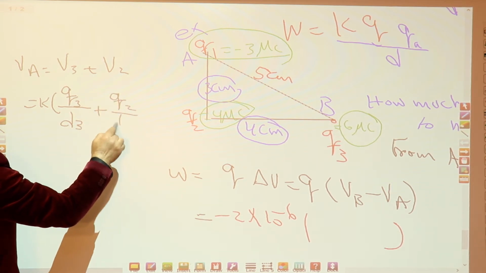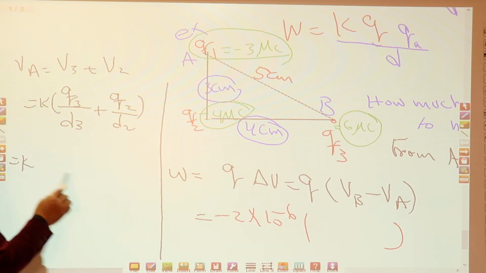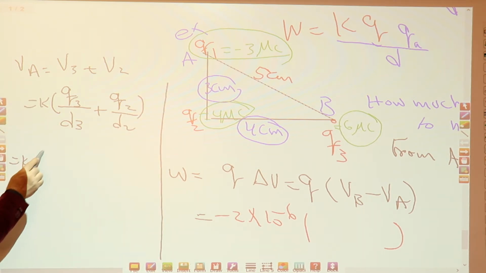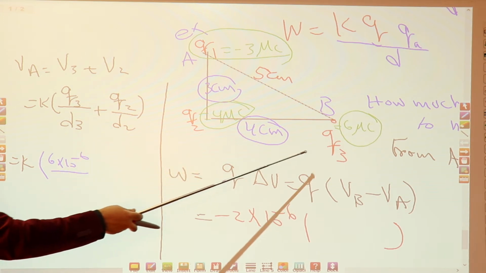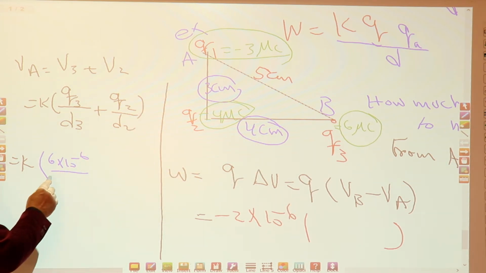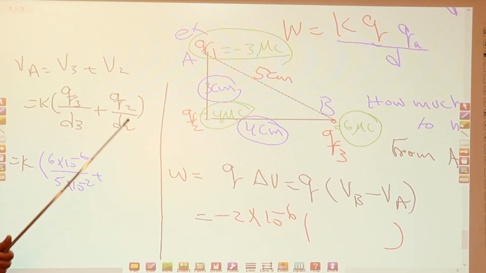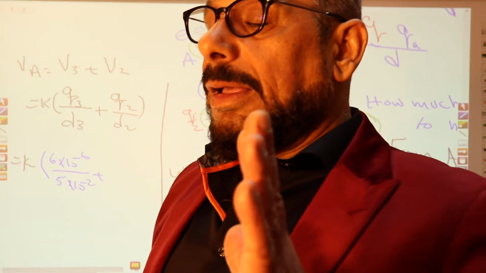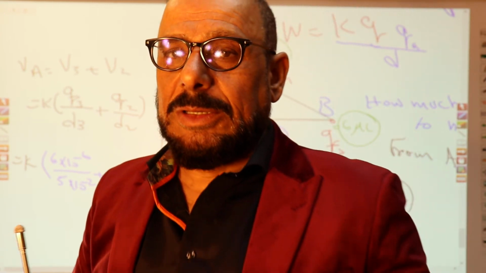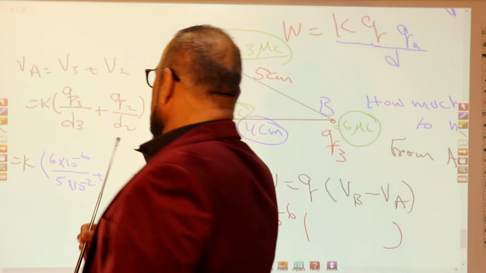Q2 over D2, and leave K to the end. Dot line here. Q3 is 6 times 10 to the -6, and how far is Q3 from this? 5 times 10 to the -2. Plus Q2. We're doing this because the voltage is not a vector, it's a scalar quantity. That makes my problem very simple and very easy.